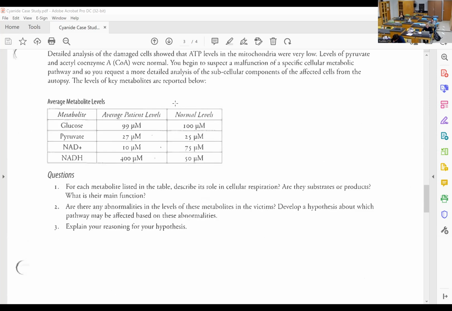And then the word metabolite here is basically pieces of the metabolic pathways. So don't get tripped up on that word. It just means pieces of the metabolic pathway. So if you were to take out glucose, they looked at patient levels of pyruvate, which is a product of glycolysis, NAD plus, and NADH. Okay, so this is like a critical thinking exercise where I want you to think about and apply the information that you've learned from cellular respiration, and what it means to have low numbers of NAD plus, what it means to have high numbers of NADH.